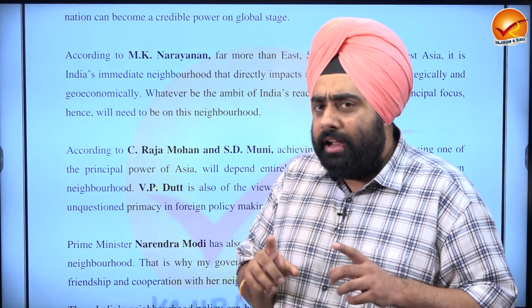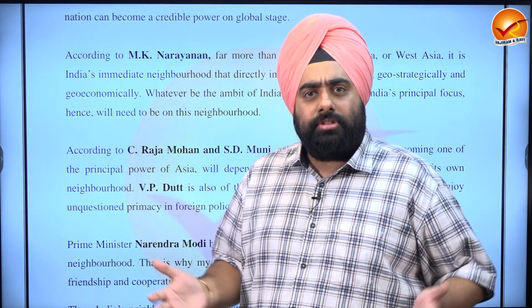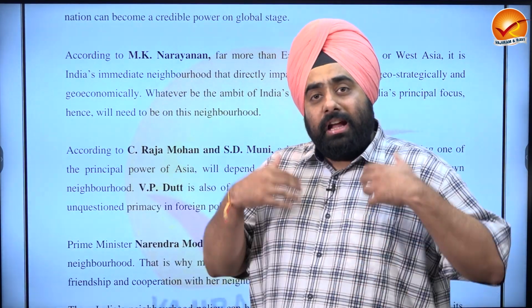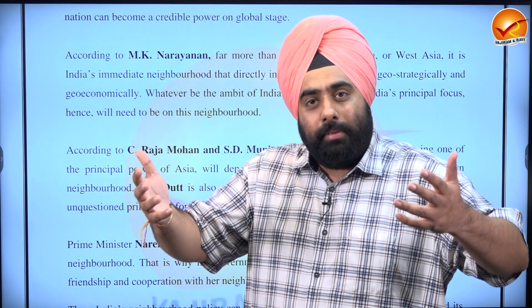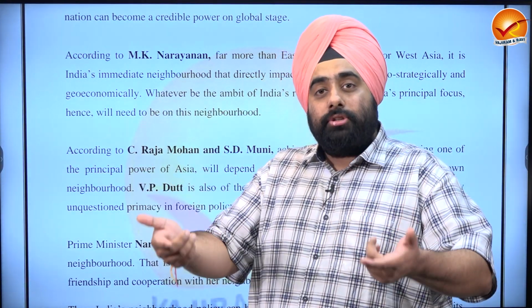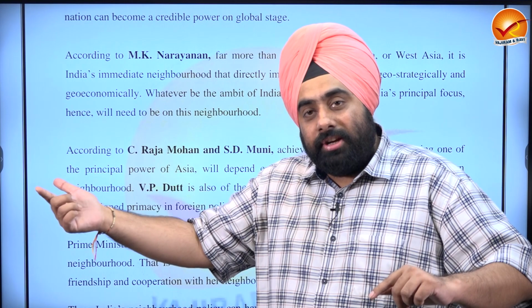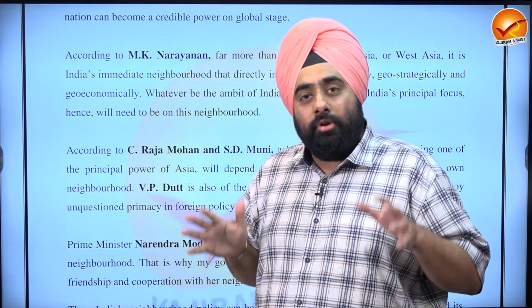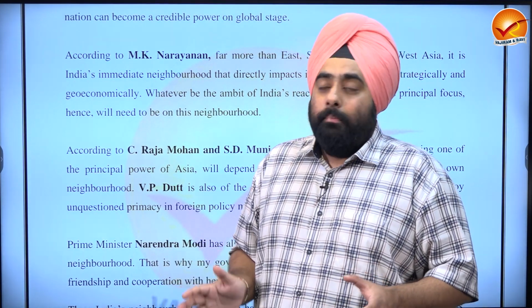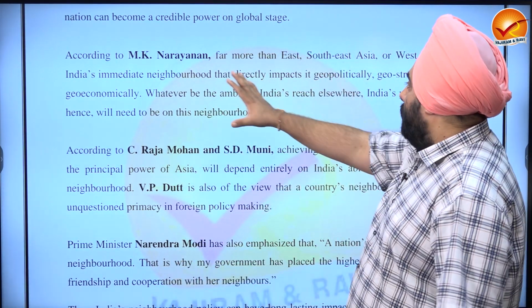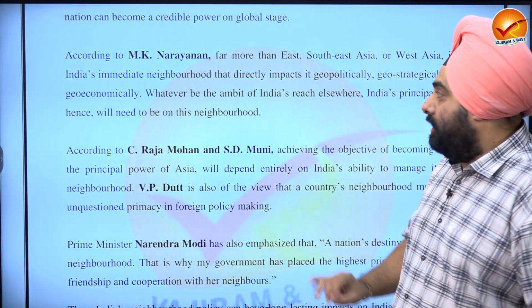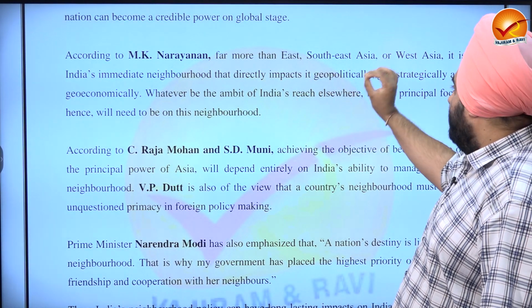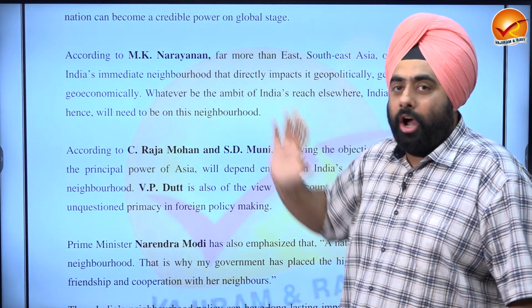You must also understand here that neighborhood can be divided into different concentric circles. The immediate neighbors are the neighbors which are touching India's borders. And then you have something called extended neighborhood. Extended neighborhood is the neighbors of our neighbors. Southeast Asia is extended neighborhood, West Asia is extended neighborhood, Central Asia is extended neighborhood, or even for that matter, Indian Ocean region can be considered as extended neighborhood. But according to M.K. Narayanan, immediate neighborhood is the most important. Immediate neighborhood, according to M.K. Narayanan, would have direct impact on India geopolitically, geostrategically, and geoeconomically.